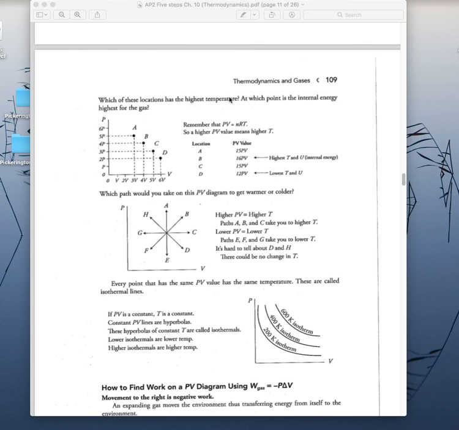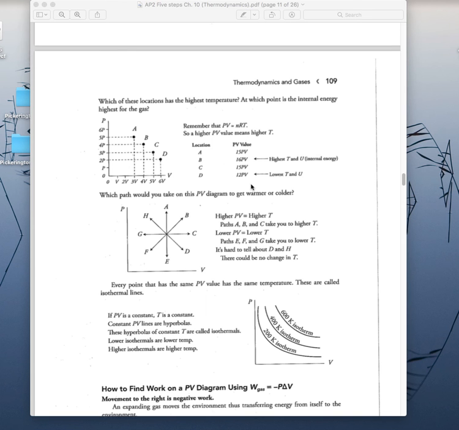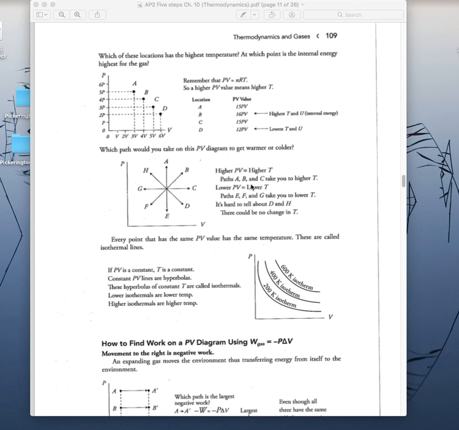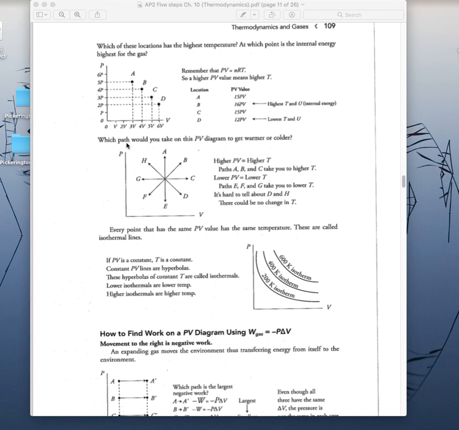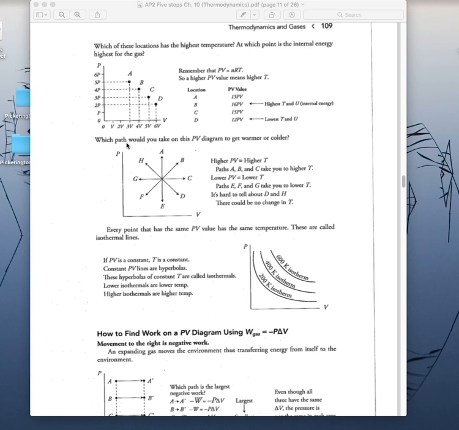So, which has the highest temperature? Well, this is actually pretty cool. If you think about this, P times V together would give you the temperature: the higher the number, the higher the temperature. Which path would you take on this to get warmer or colder? So higher PV is higher temperature. So A, B, and C take you to a higher temperature. Lower, E, F, and G.